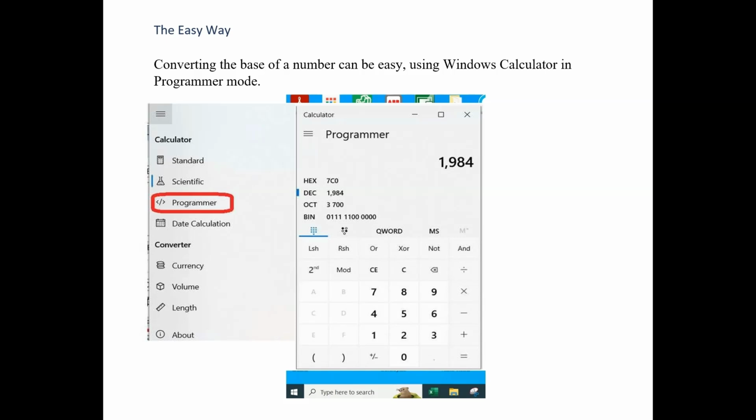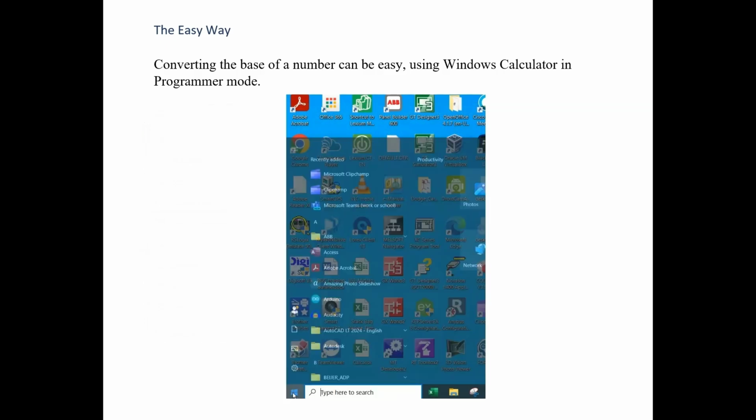So we have learned the numbering systems and how to convert between different bases to decimal and back. We do this to better understand what these numbering systems are and how they work, but converting them can actually be pretty easy. The easy way is with a calculator in programmer mode.